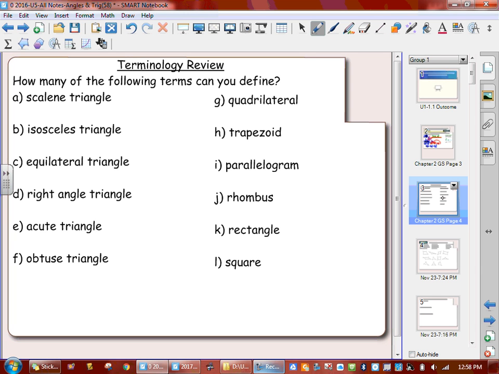So, who remembers what a scalene triangle is? What is a scalene triangle? Any ideas? That's right. All three sides are different. Okay, so we can just draw a triangle, 3, 4, 5. All sides are different lengths. Okay, so all the sides are different lengths. That's the key.